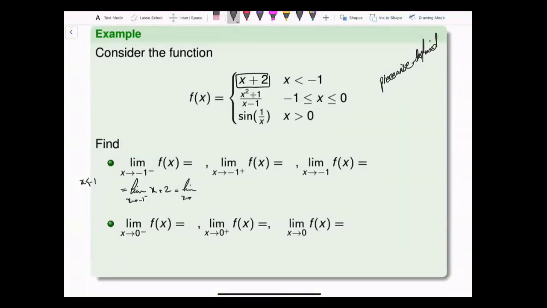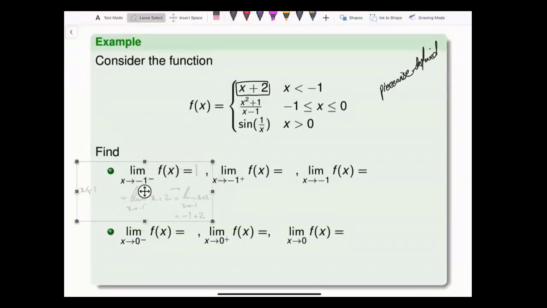But we know that this is a polynomial, and polynomials always have a limit. That means that the one-sided limit and two-sided limit for these are going to be the same thing. By this step, I get rid of that negative sign. Now you already know how to compute the limit of a polynomial. So in this case, this will be -1 plus 2, which will give me 1.